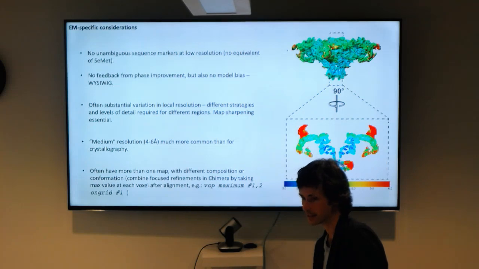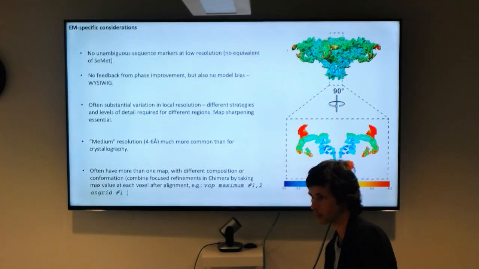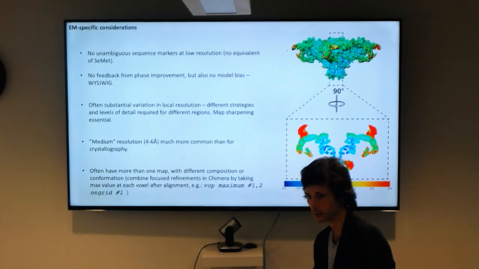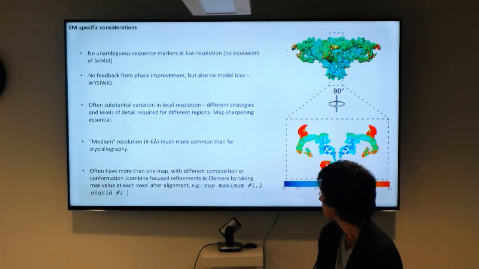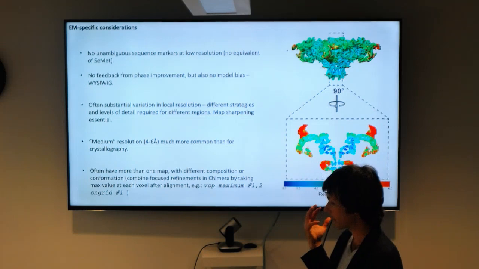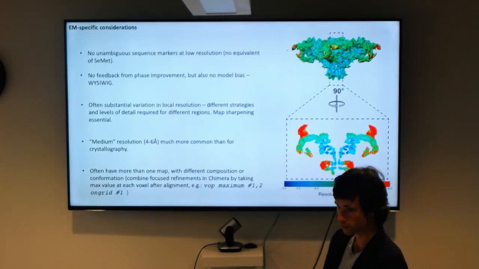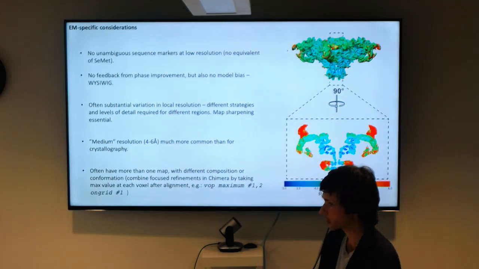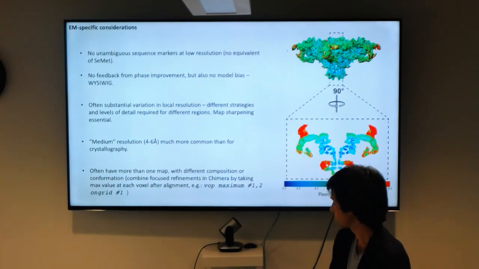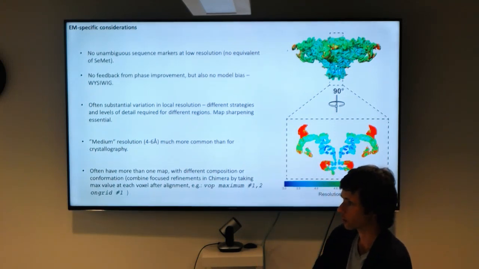Because you have the map to start with, you get that for free, and you've got to decide what information you can actually derive from it combined with your prior knowledge. And you'll also often have more than one map, like, for example, a bunch of different focused refinements that you will want to either model separately or to combine the maps and model one overall combined map.